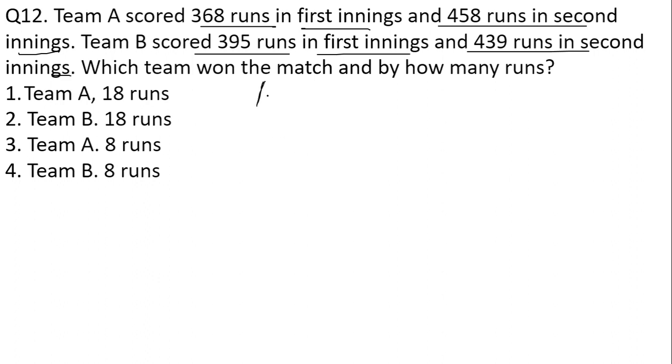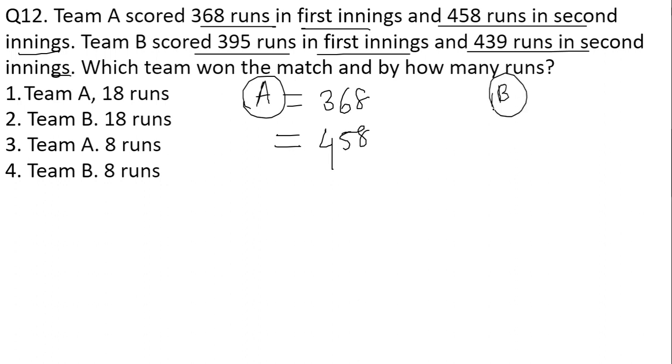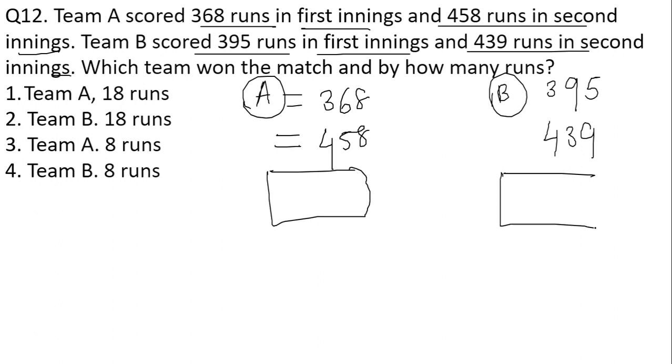Look here, Team A scored 368 in the first inning and in second inning they scored 458. And Team B scored 395 in the first inning and 439 in the second inning. Okay, so which team has won the match is the question basically. So we'll find the total runs that Team A and Team B have scored in both the innings.